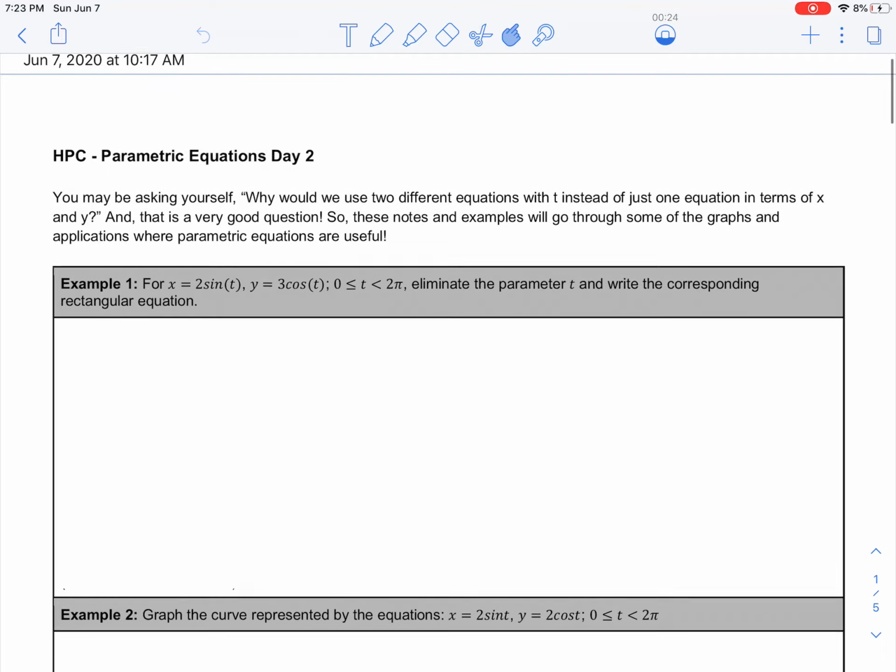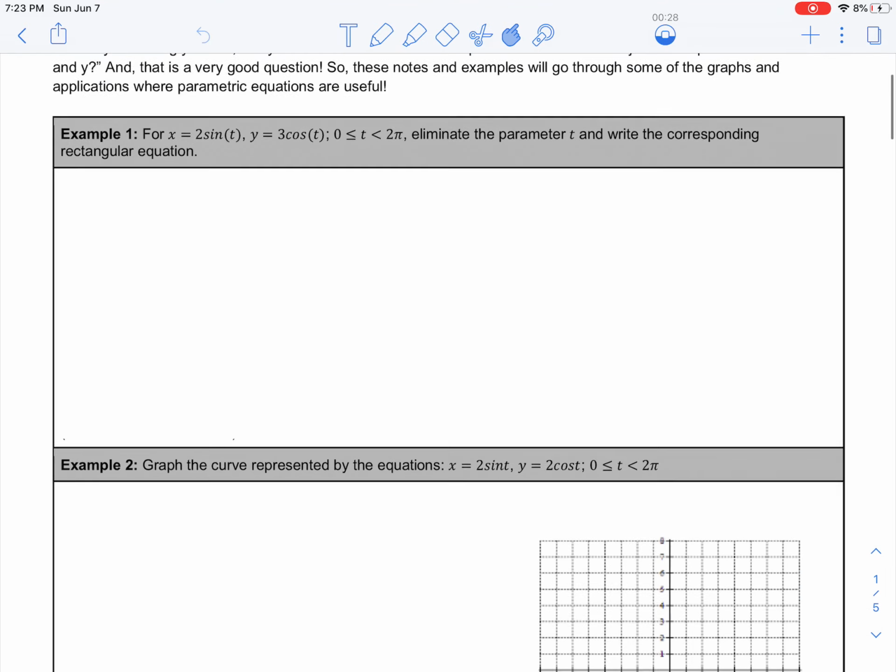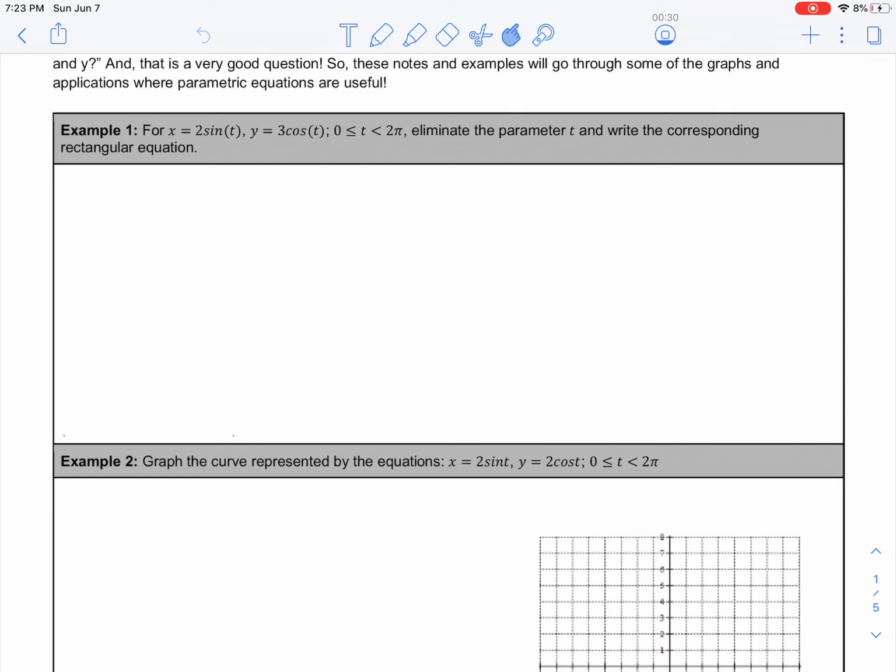So the first example, example 1 here, we're given two parametric equations. Our function x in terms of t is defined to be x equals 2 sine of t, and then our function y defined in terms of t is y equals 3 cosine t. We're given the domain restriction on t, 0 up to 2 pi. And we're asked to eliminate the parameter and write the corresponding rectangular equation.